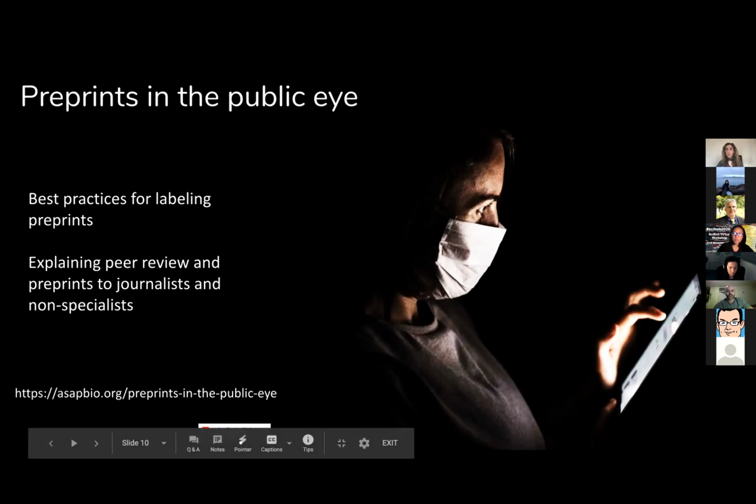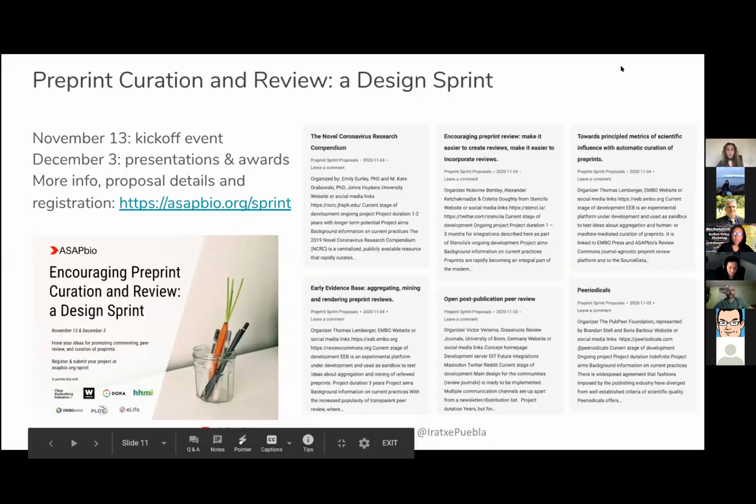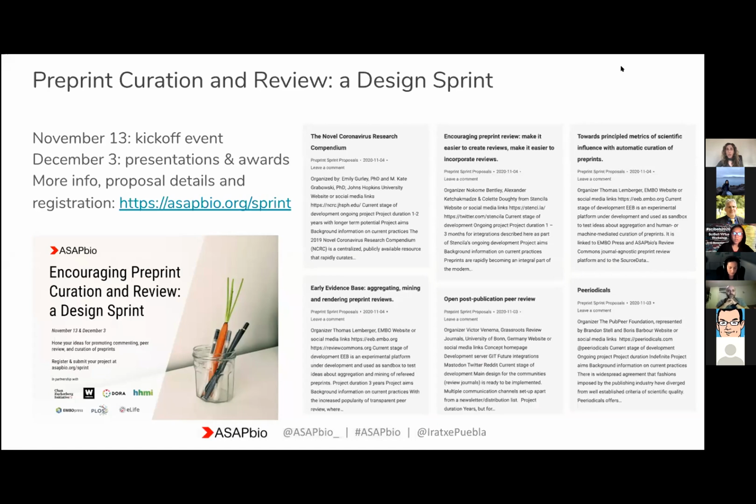And finally, I just wanted to mention this event that we have coming up. It kicks off on Friday, so I would encourage anyone interested to please join us there. We are running a design sprint around initiatives for preprint curation and review. We did a call for suggestions for initiatives that can incentivize preprint review. This can be a platform, technology, interventions with researchers. It can be of any shape and form.